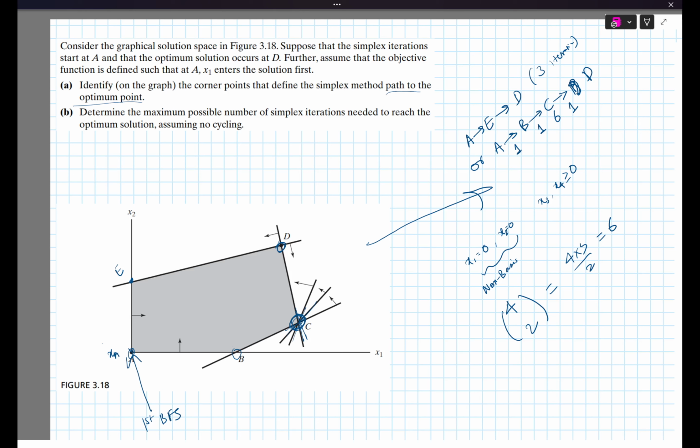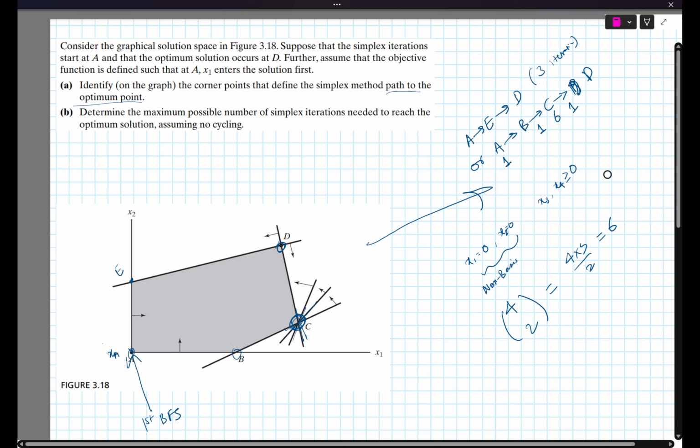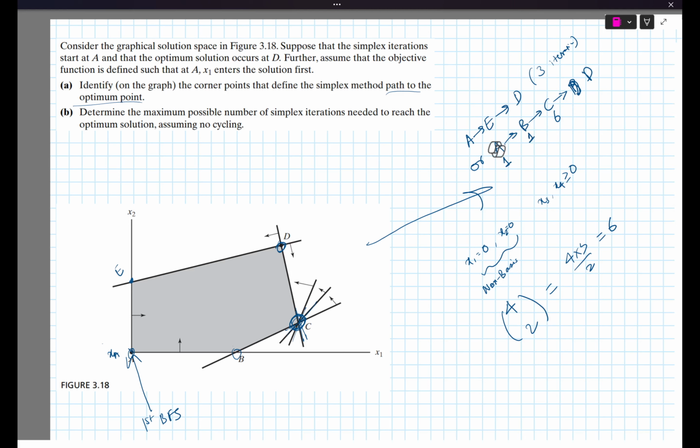So here it will have 6. No, wait. A to B it is 1. So one iteration will be counted at A or A to B. Because B to, okay, C. Okay. Maybe we can just count the number of corners, like the number of points it will be at. So it will be here once, here 6 times, and finally here, one, one.